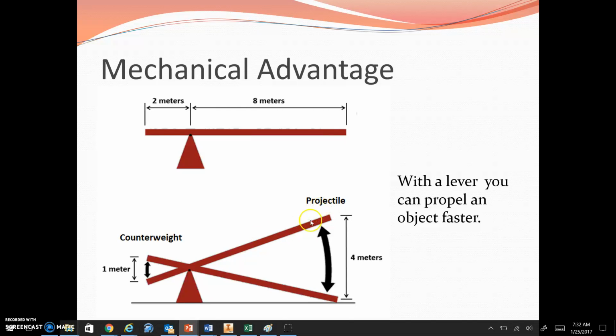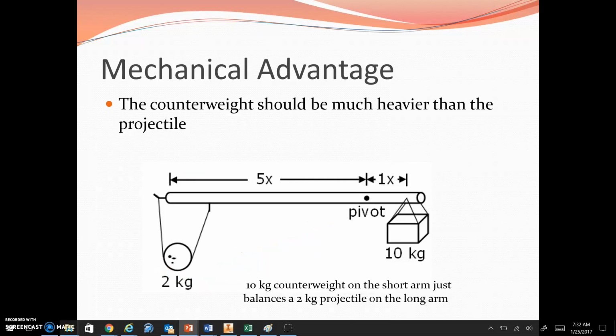And it actually speeds up the projectile because let's say the counterweight falls 1 meter in 1 second. The projectile is going to raise up by 4 meters in 1 second. So this is going to be going 4 times faster because it went 4 times the distance that the counterweight did. Your counterweight's going to fall much less than the distance that your projectile is going to move. Same amount of time, so the projectile is going faster. So your counterweight's going to have to be much heavier than your projectile.